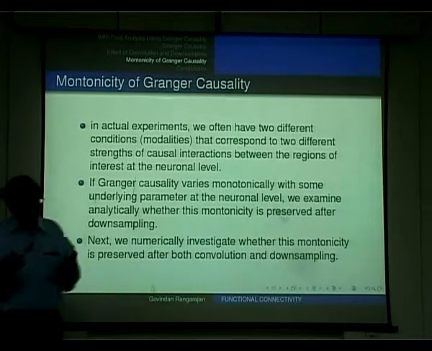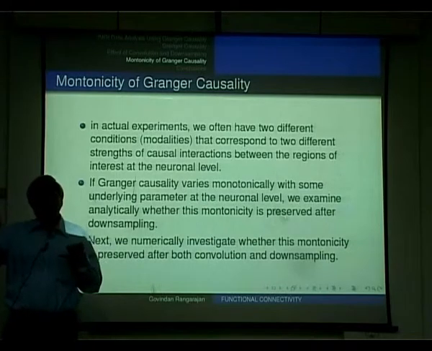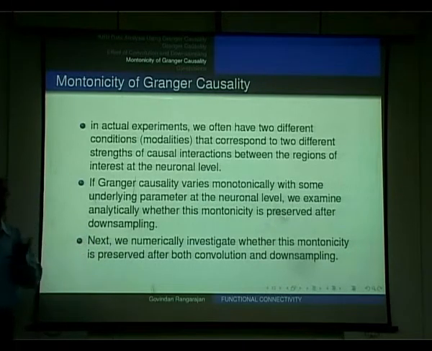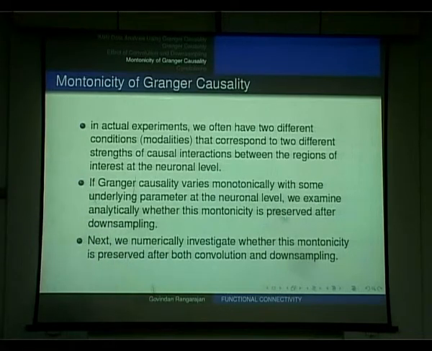Suppose you are looking at 2 underlying conditions, 2 experimental conditions, and some underlying parameters varying monotonically from condition A to condition B. Then what we'll see is that despite all these problems in applying, say, causality or correlation or whatever connectivity analysis, if there is a change from condition A to B, that change can be preserved, even though the magnitude of the change can differ, but at least the right sign of the change is preserved when you are going from one condition to the other. So that is what we shall see.